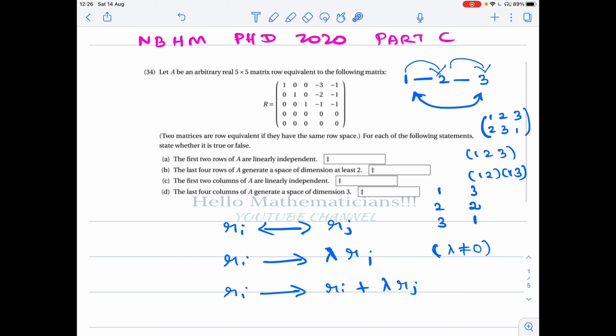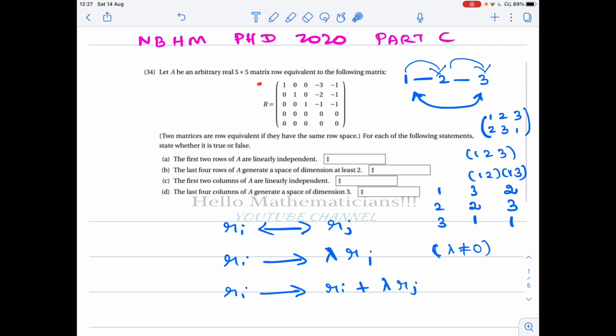Next, this (1 2) says that whatever is in the places of 1 and 2 has to be switched. So we get 2 3 1, and whatever is in the place of 3 remains as it is. Overall, 1 goes to 2, 2 goes to 3, 3 goes to 1. So first you interchange the first and third rows, then you interchange the first and second rows in the resulting matrix. This gives you this row permutation. This is because transpositions generate the symmetric group.